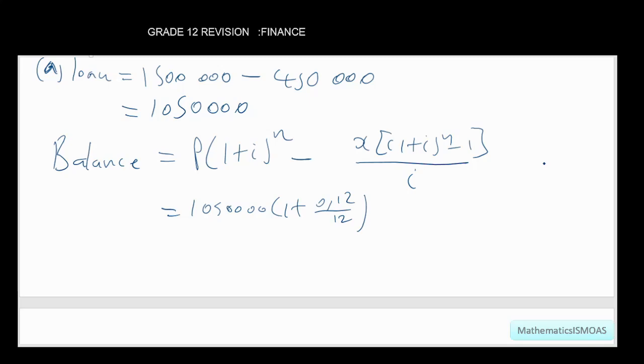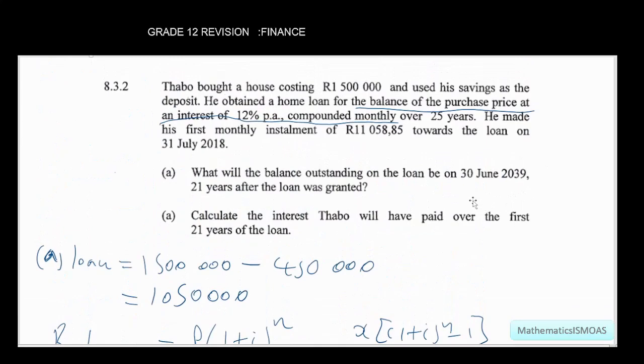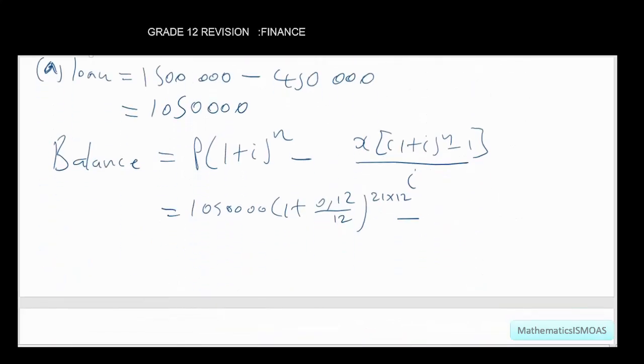And then n, it will be for how long? 21 years, is the balance. We want the balance after 21 years. Therefore we say 21, but this is compounded per month. Therefore 21 multiplied by 12. Minus, and then x, they said Thabo will be making a monthly installment of R11,058.85. Therefore x is 11,058.85.